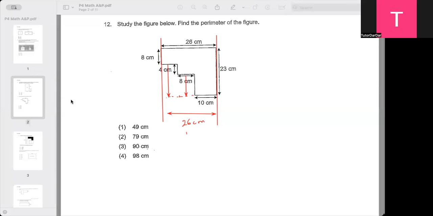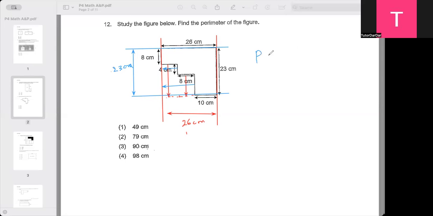Okay? Likewise, if you bring this to this side, and if you bring this to this side, what is going to happen is, this whole length 23 is equivalent to this side as well. 23 cm.